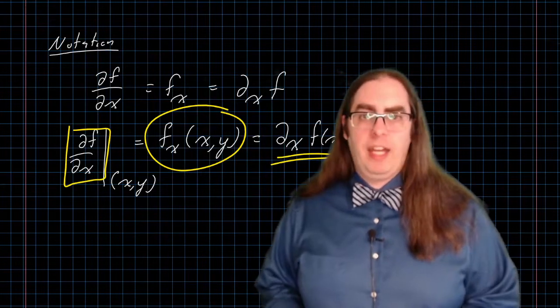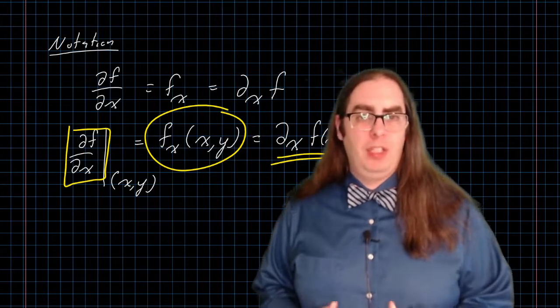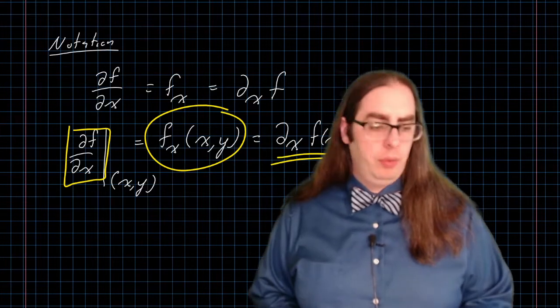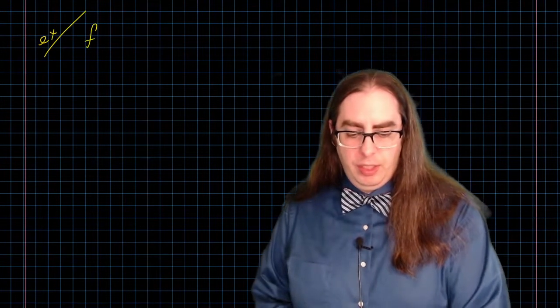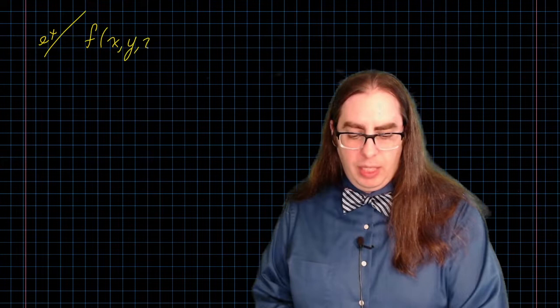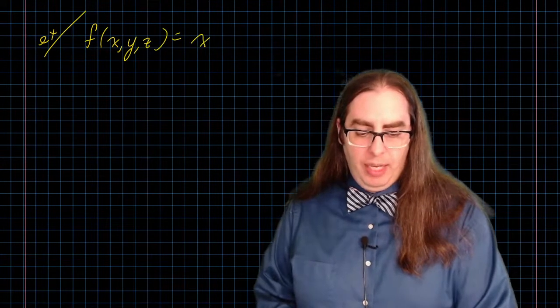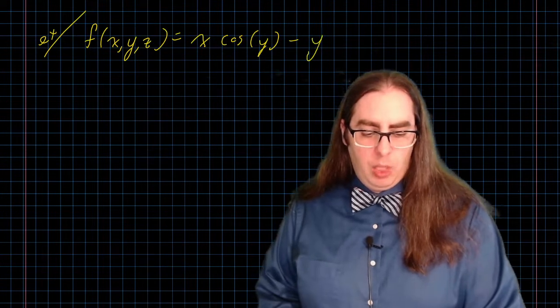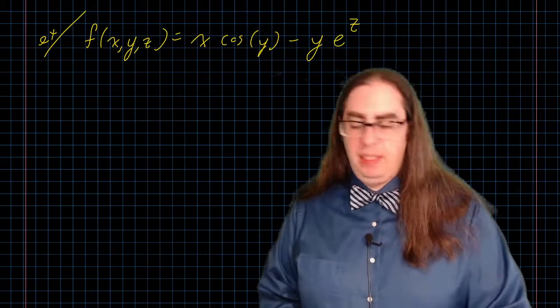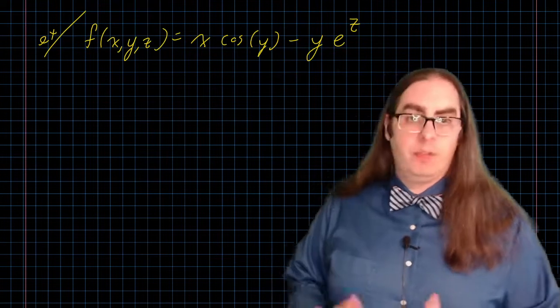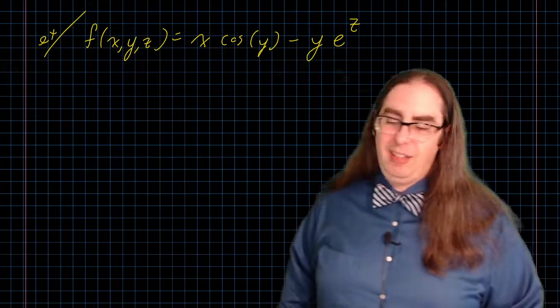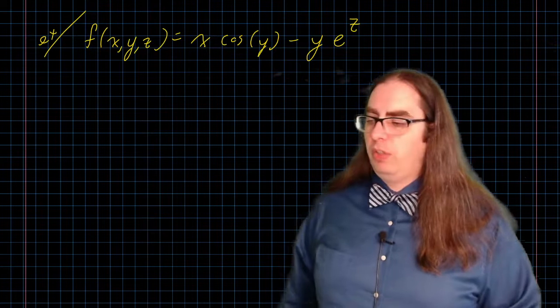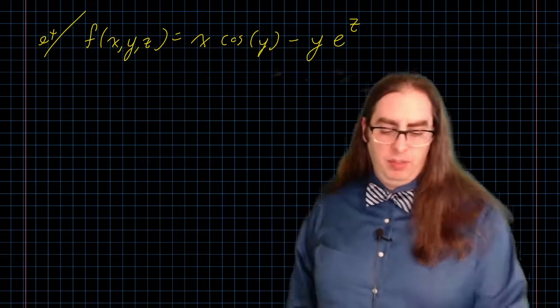So with all of that, all that we have left is for you to try one on your own. So let's clear a little bit of space here. And I would like you to take a look at the function f of x, y, and z is equal to x cosine y minus y e to the z. All right, so it's a function of three variables. It's a little bit messy. X times the cosine of y minus y times e to the z.